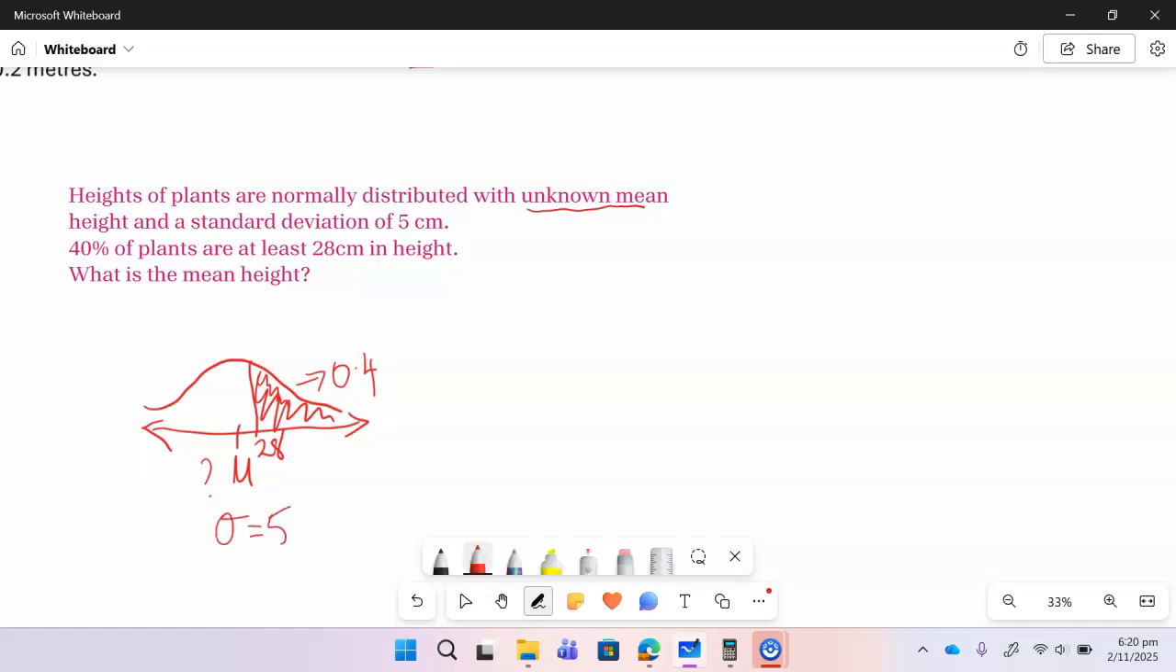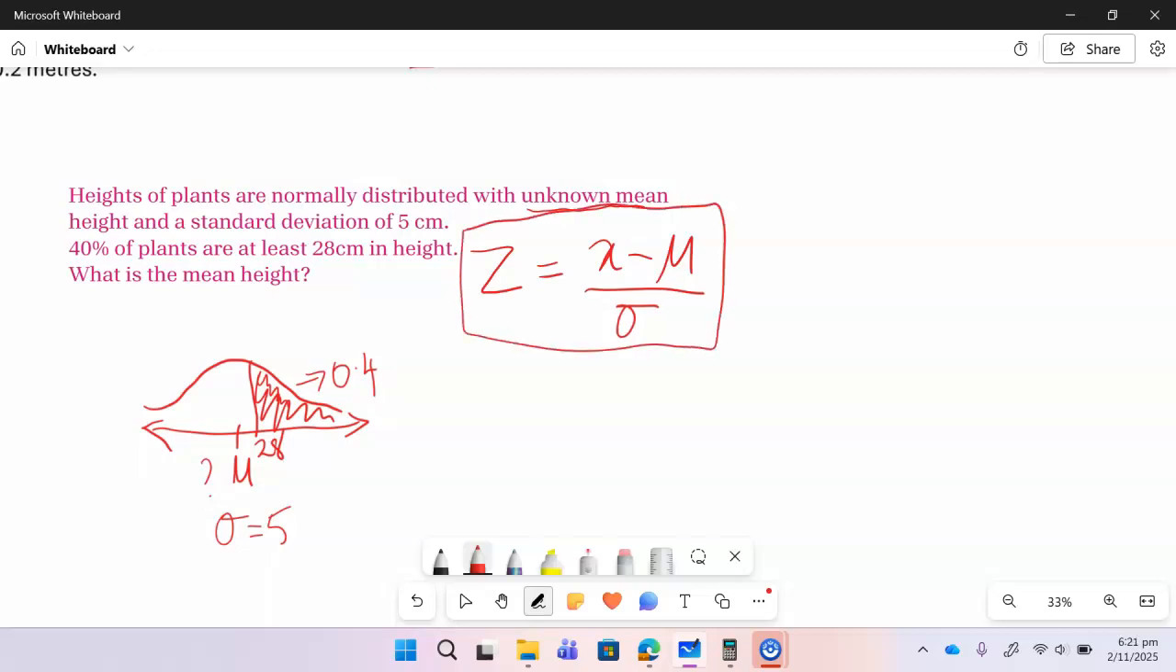Okay, so to figure out what the mean is, we need to use the formula that is going to be given to you guys on the formula sheet. So it is z is equal to x minus mean all over standard deviation. No, you don't need to memorize it. It will be given to you on the formula sheet. You just need to use it. So a little bit of algebra coming your way.